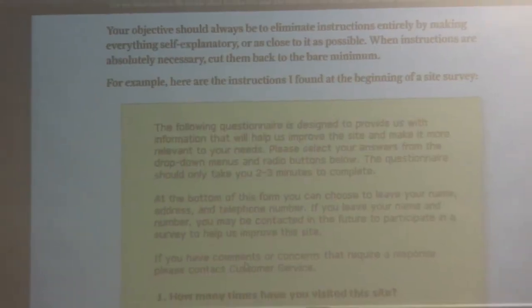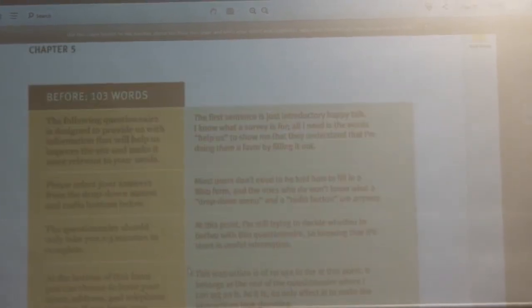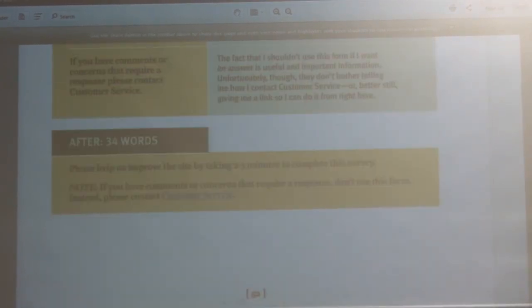Instructions must die. You want to keep things as simple as possible. So he goes from 103 words to 34 words, because this is really all they need to know.